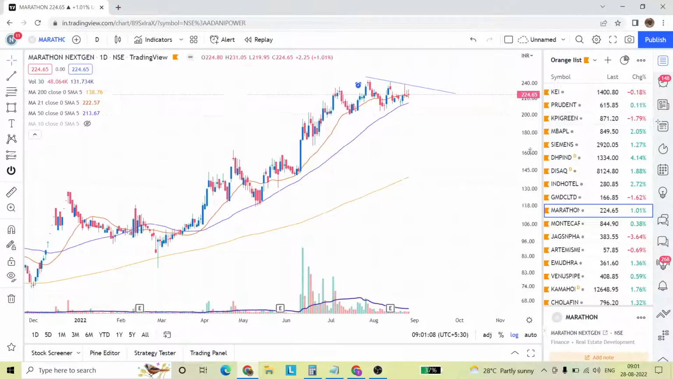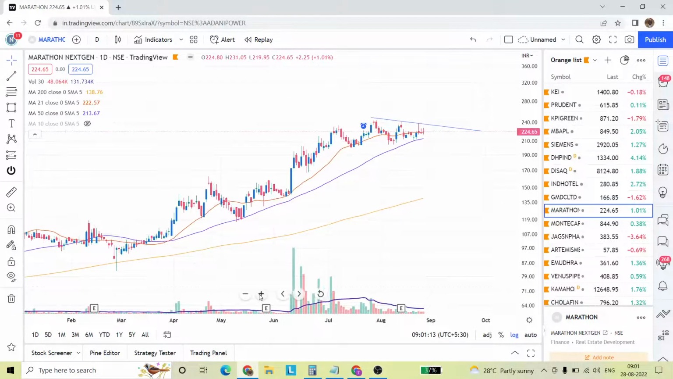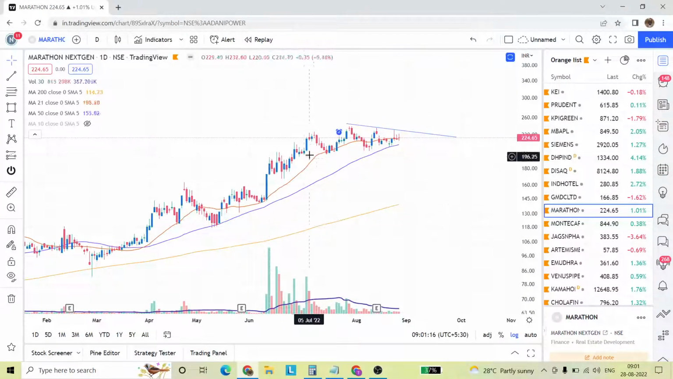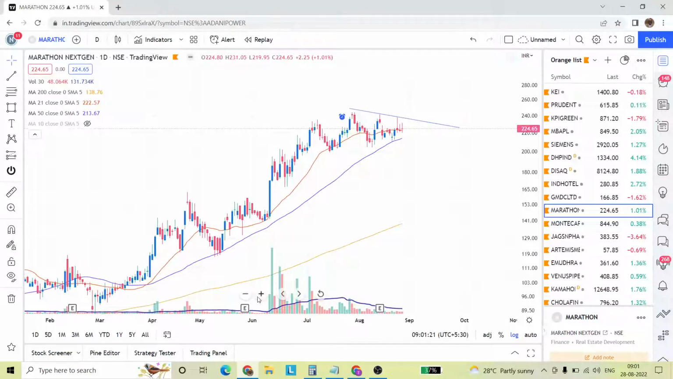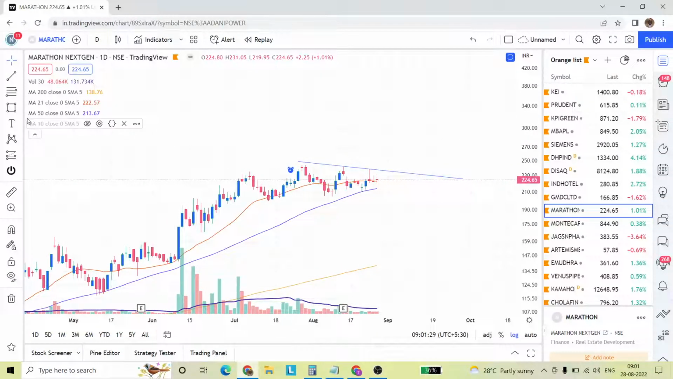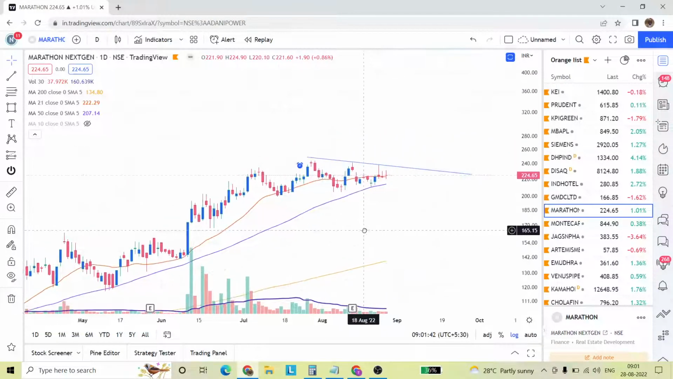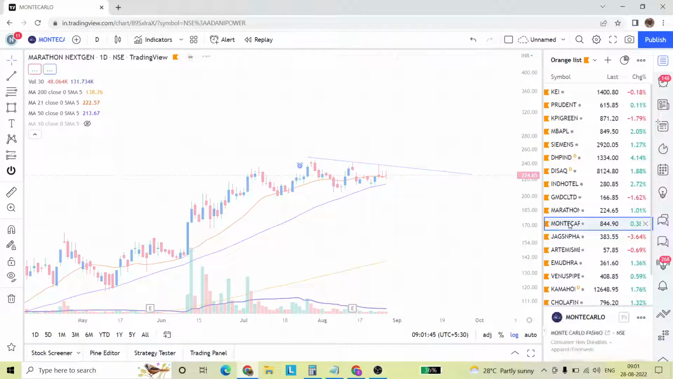Okay, next one is Marathon Next Gen. This also looks to be a good setup. You can see here it moves up on volume. It consolidates on very less volume. So now if you can see here, this is a base. This may be a VCP. VCP is in play here. There is no supply here because there is no volume. The price is tight, which basically says that there is no supply. If it breaks above this, I'm going to consider this one. Looks good.